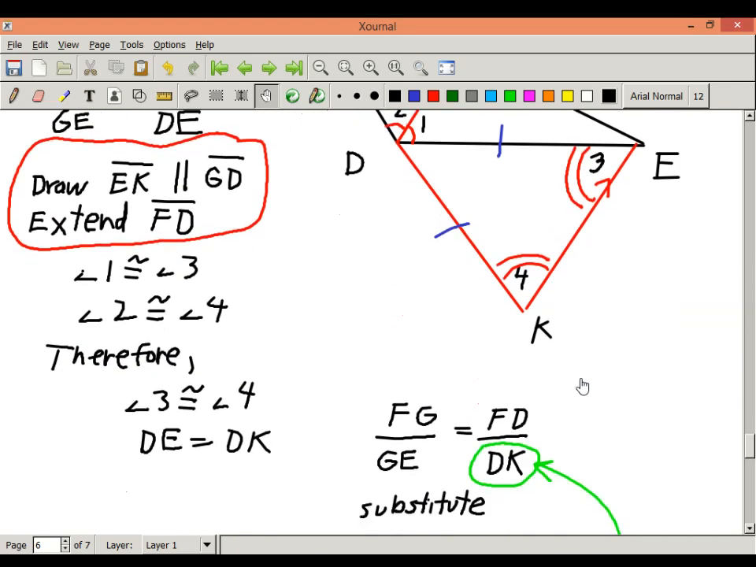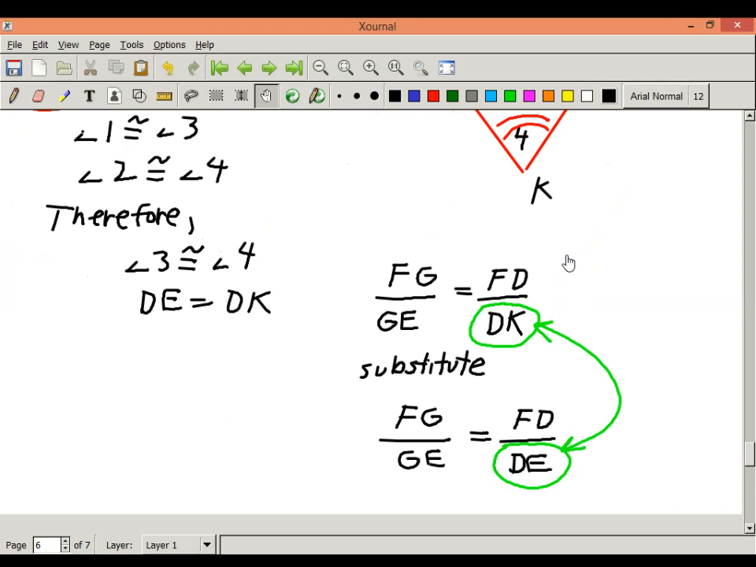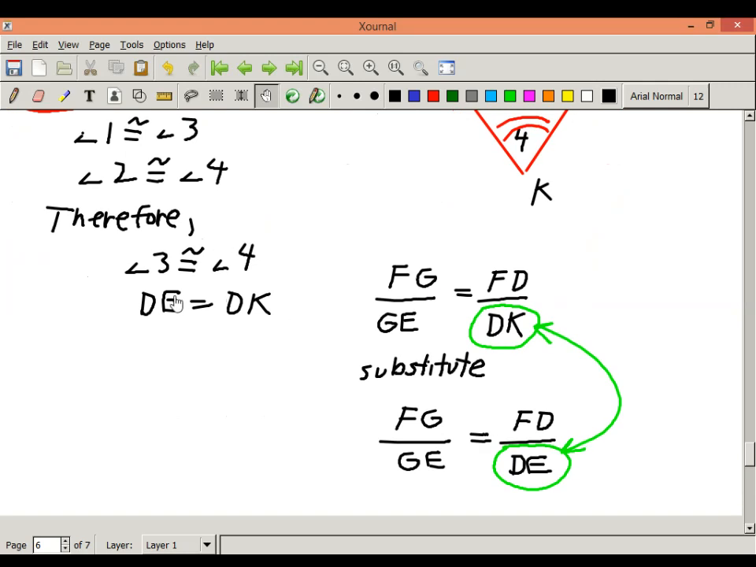Now we make one more substitution and we have what we're trying to prove, which I outlined in green here. Remember when we said that DE and DK were equal? Just replace that DK with DE in this proportion. It's the exact same proportion, just with DK replaced by DE. So now we have, let's read it and then we'll look at the diagram: FG divided by GE equals FD divided by DE.